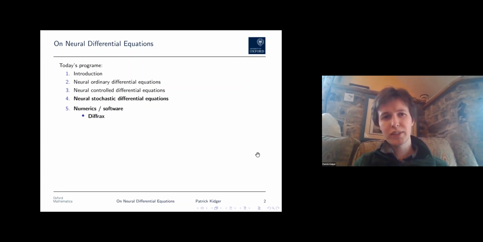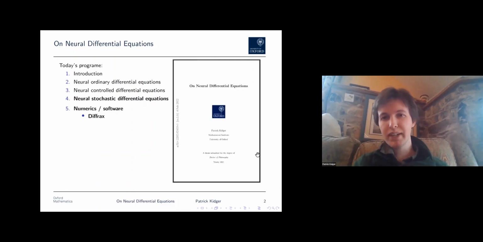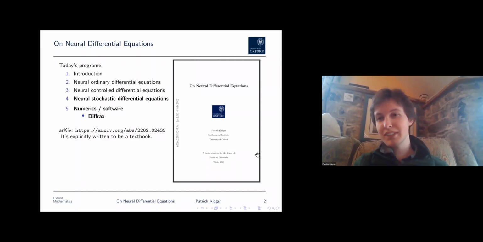If you do want this but more, this but bigger, as David said, my thesis now exists and more of it exists on arXiv. So if you want basically a textbook, it's explicitly just a textbook of NDEs. Go have a look at that.